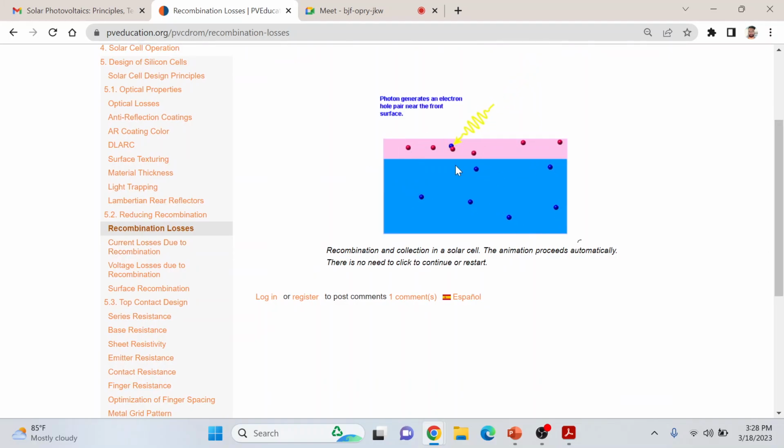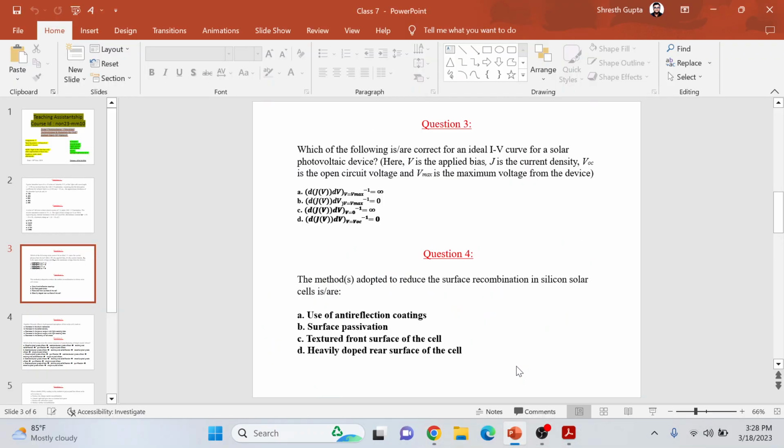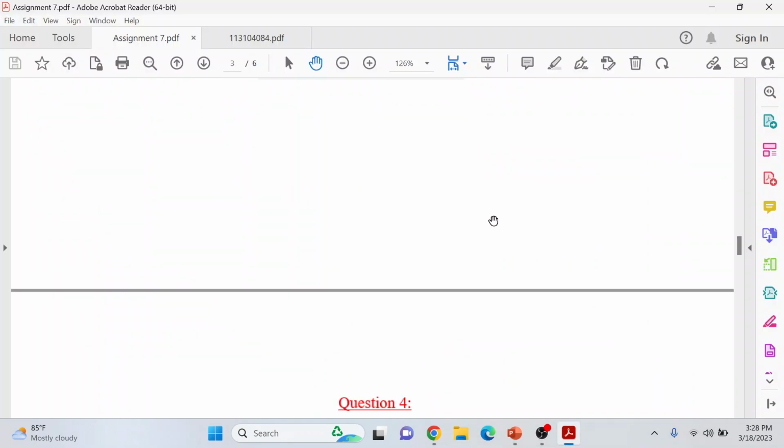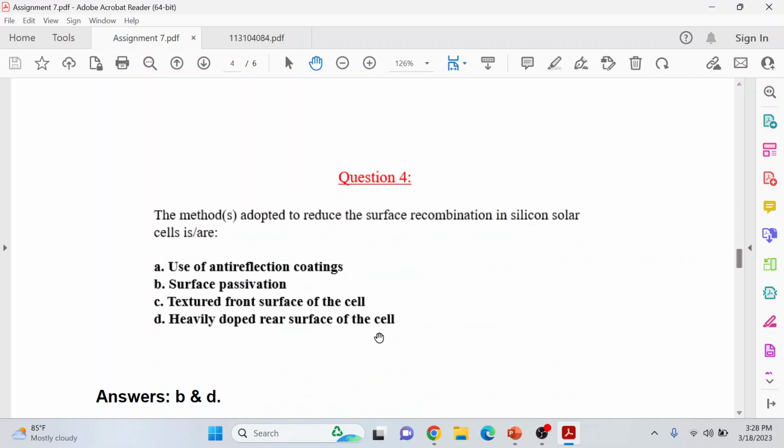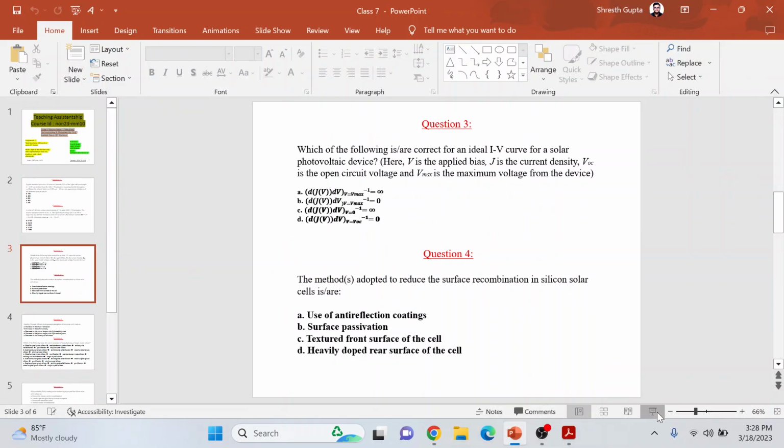See, it only starts happening when this electron and hole start forming. Now when a photon is generated, it keeps on passing by the minority carriers. It starts from here, then again this light will shine here, this will go here, this will go here. So only from here we can be sure that there are only two things which are responsible for it. So the correct answer to the question is B and D: the surface passivation and the heavily doped rear surface of the cell. Okay, yes sir. Now let's move to the next question.